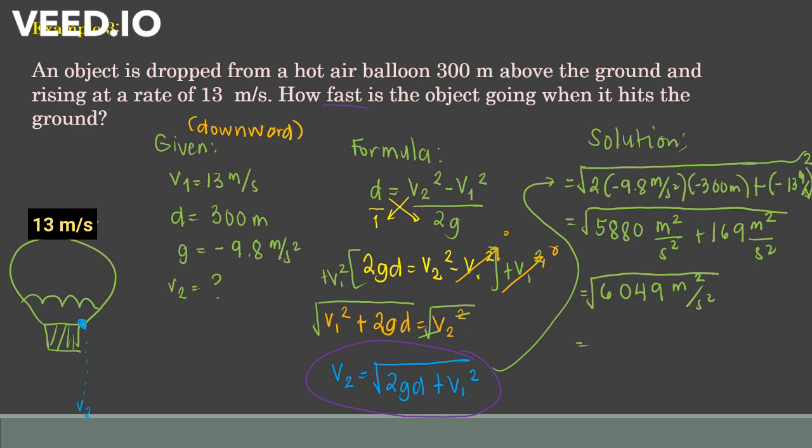Then if we get the square root of 6,049, our final velocity will be 77.78 meters per second. Okay, so there.